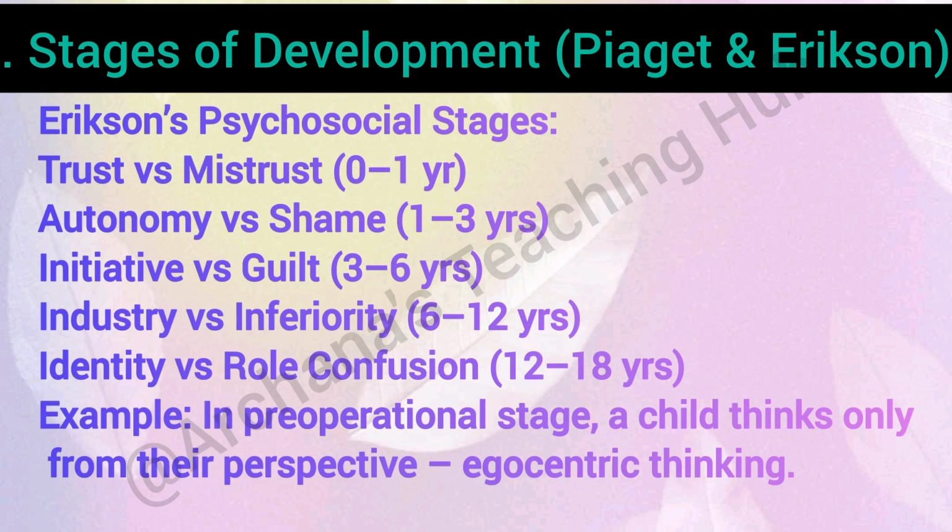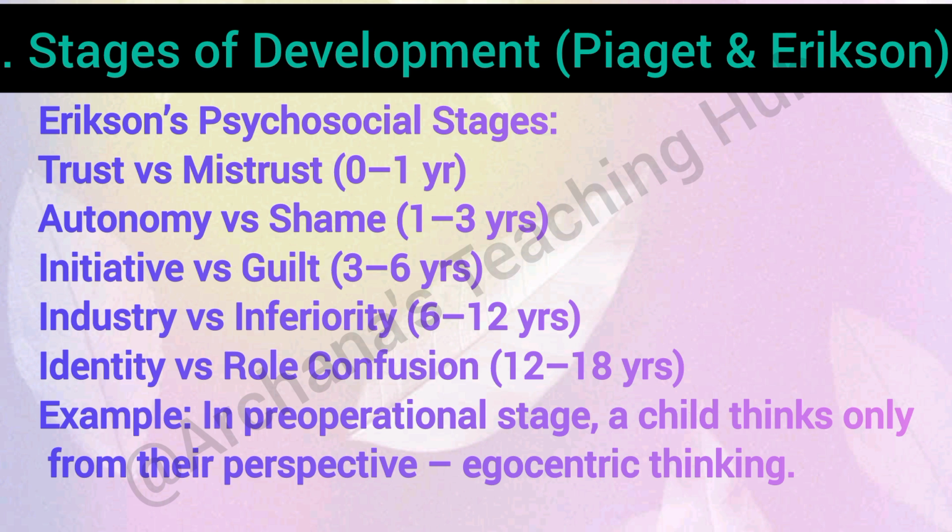Now, Erikson's psychological stages. Stage 1 trust versus mistrust, 0 to 1 year. 2. Autonomy versus shame, 1 to 3 years. 3. Initiative versus guilt, 3 to 6 years. 4. Industry versus inferiority, 6 to 12 years. 5. Identity versus role confusion, 12 to 18 years.